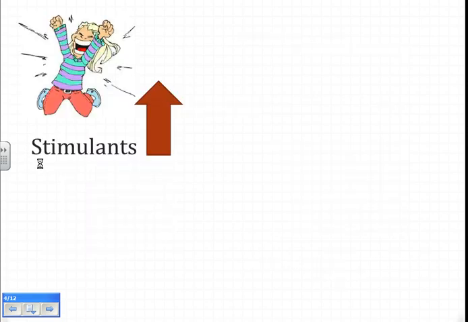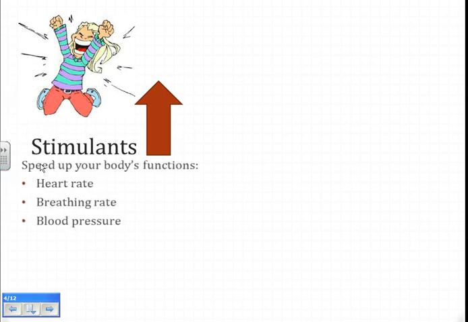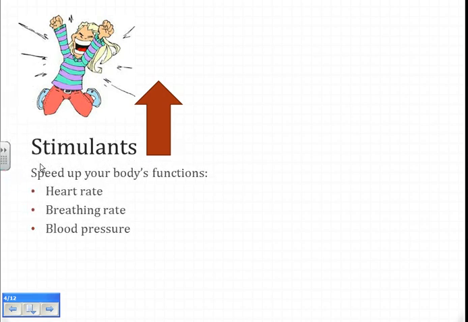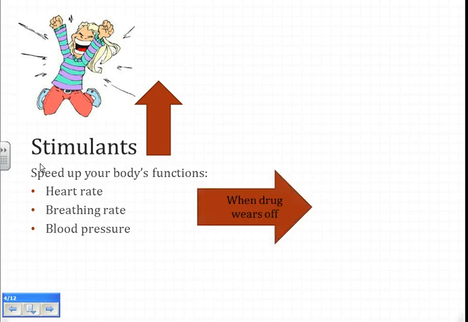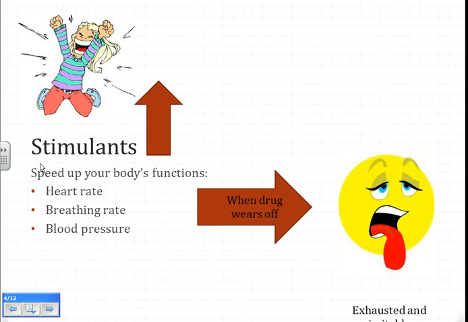The first classification we are going to look at are called stimulants. These are the drugs that rev you up or speed up your body's functions. Your heart rate will increase, your breathing rate increases, and your blood pressure rises. Once the drug wears off, the user often feels exhausted and irritable. Eventually, these drugs can lead to a heart attack and/or death.